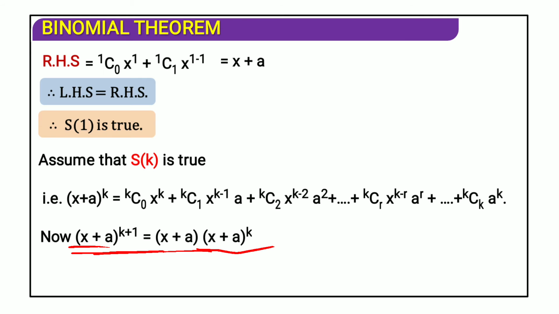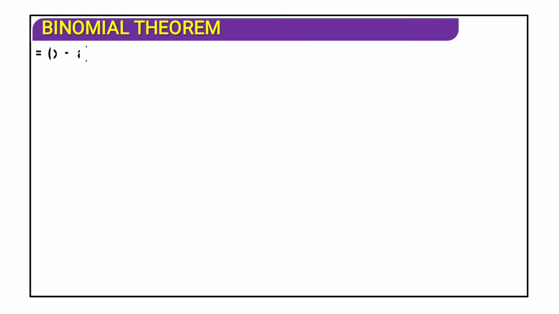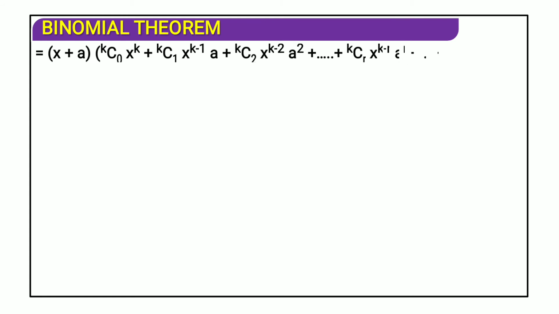Okay, how will we prove it? See, it's quite easy. Now see how we'll prove it. Simply (x + a) into kC0 x^k + kC1 x^(k-1) a + kC2 x^(k-2) a^2, like this. I am just writing the terms.